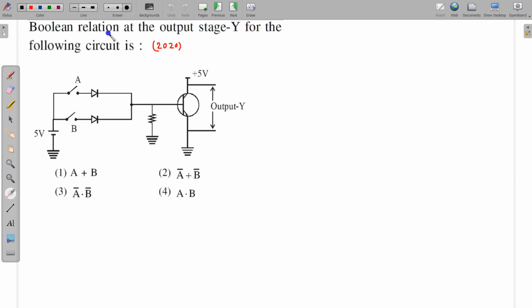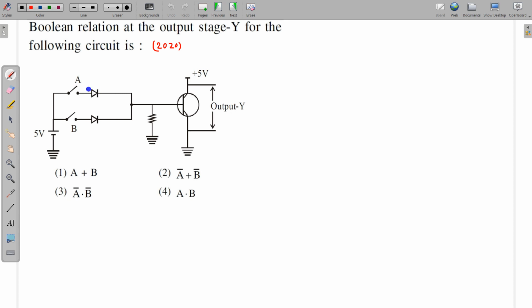Next question: Boolean relation at the output stage y for the following circuit is. So this part consists of diodes, and this is a transistor. We have already seen these two parts in the theory. This is an OR gate, we can prove this is an OR gate, and this part is a NOT gate using a transistor. We've already seen this. So this part is a NOT gate.